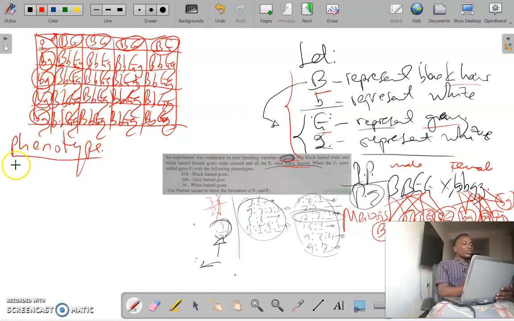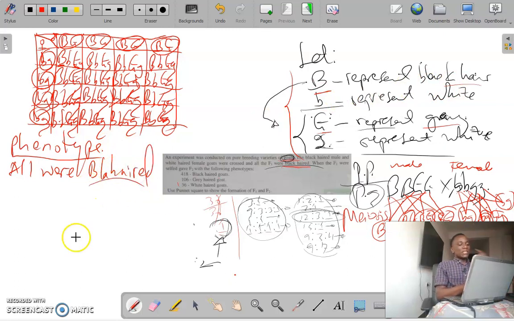So all individuals, all the F1, were black. Now they were black haired. Okay, let me write in a correct way. So now all the F1 will be black haired. It's something like this: black haired, all the F1.